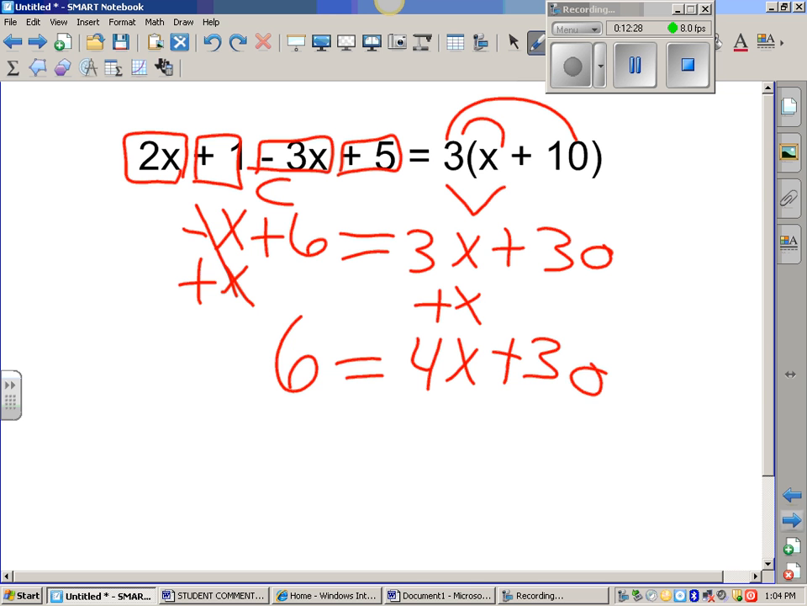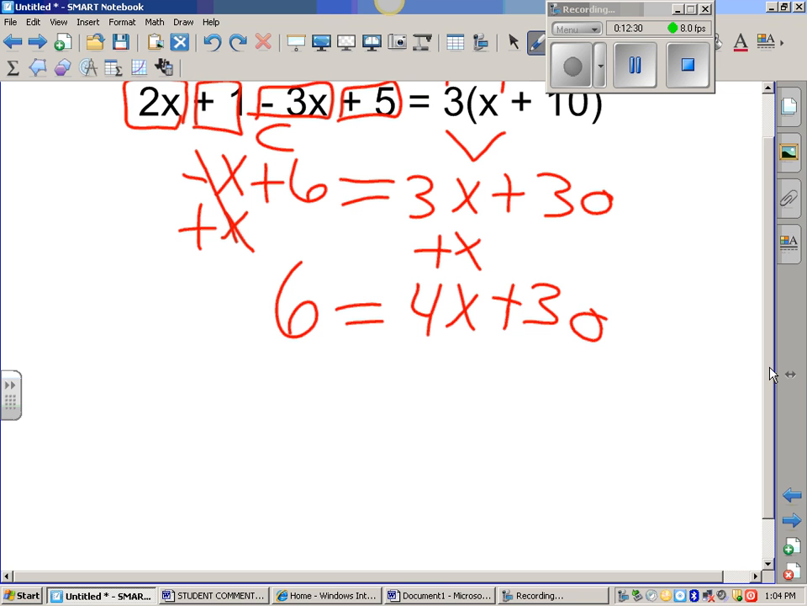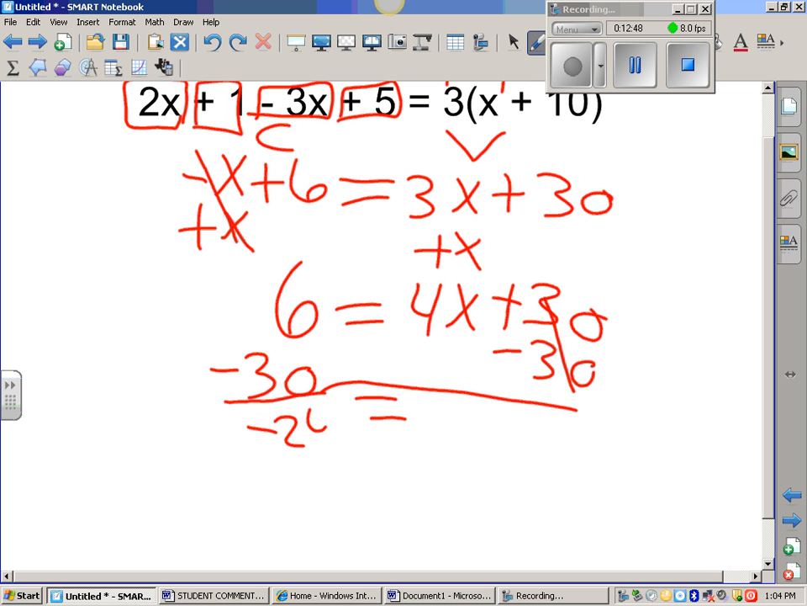And then since this is the variable side, we have to subtract 30 because it's a constant. So 6 minus 30, same team or different? They're different, and you get negative 24. Negatives win by 24 equals 4x. Okay. Then you divide the 4x by 4 on both sides, and you end up getting x equals negative 6.